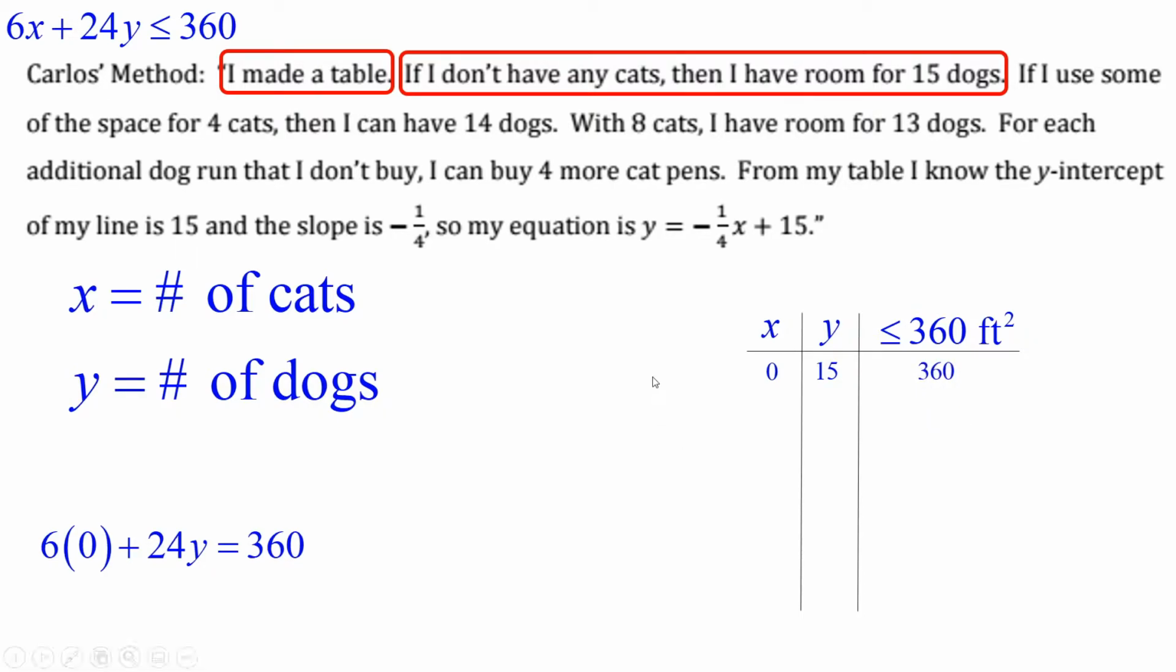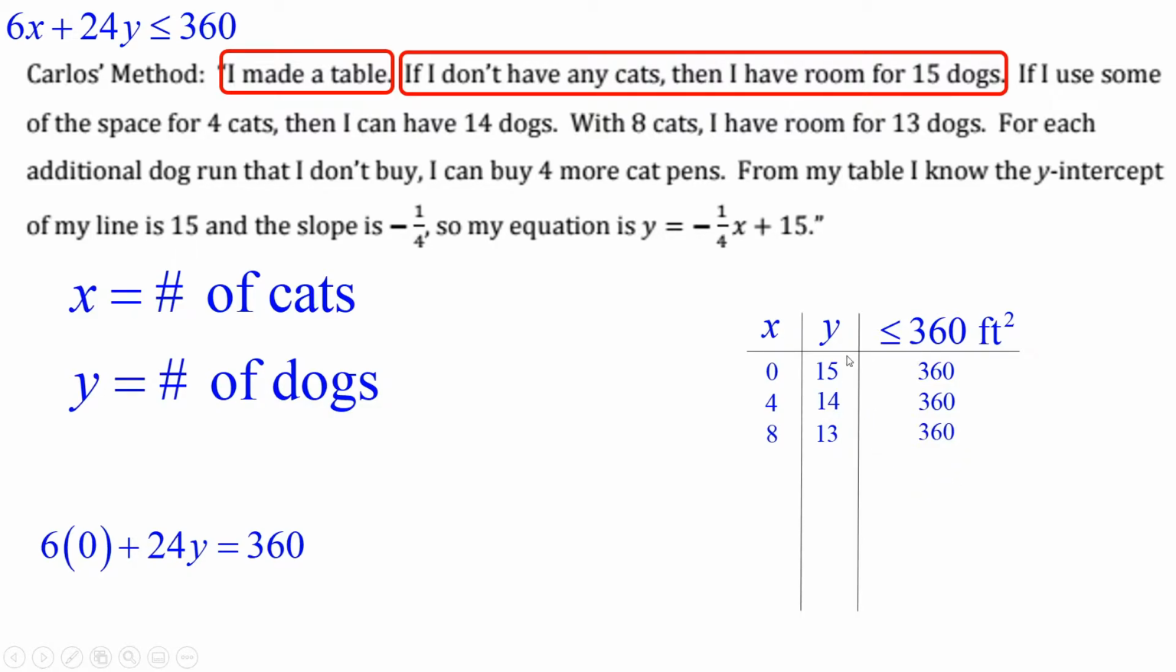Perfect. All right. And then Carlos did a little bit more arithmetic, and he said if I use some of the space for 4 cats, so he's going to have 4 cat pens, then he will have room for 14 dog runs. All right, and we could check that if we don't trust him, but that should come out to be 360 again. All right, then he said with 8 cats, I have room for 13 dogs, and that should come out with 360 one more time right there.